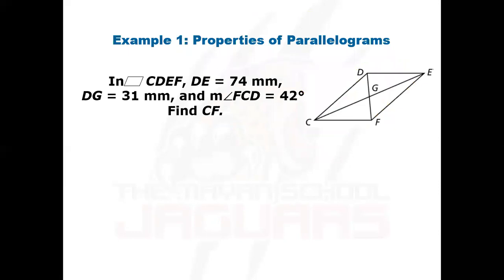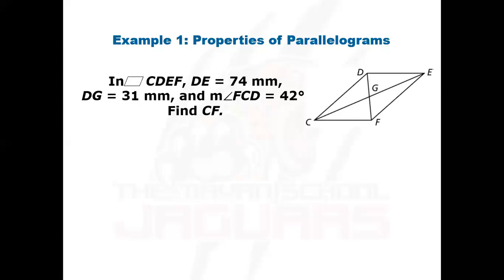It says in this example, which is about properties of parallelograms, that the quadrilateral CDEF is a parallelogram. We take it for granted. So DE equals 74 millimeters is given. DG equals 31 millimeters. And the measure of the angle FCD is 42 degrees. What we need to do here is to find the measure of the segment CF.